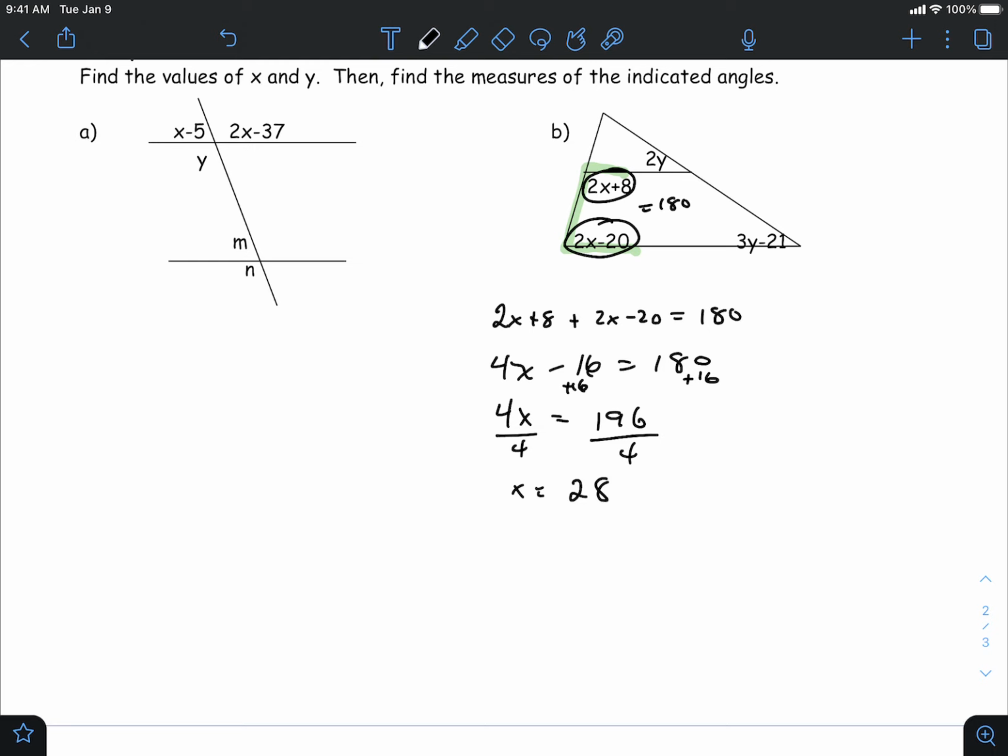Sorry, yes, Elizabeth? 8 minus 20 is negative 12. Oh, you're right. Sorry. I think my answer's right. I think it's 28. Let me go back. I'll just fix this. Okay, plus 12, 192. Does this look better? Let's check that.